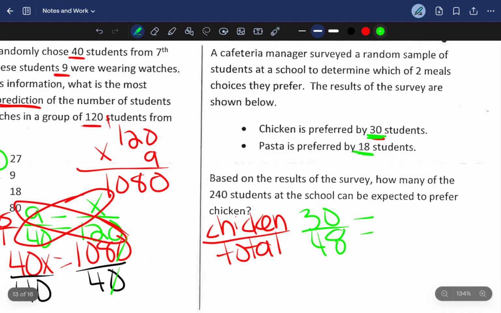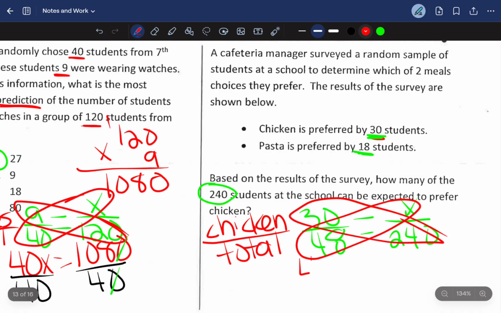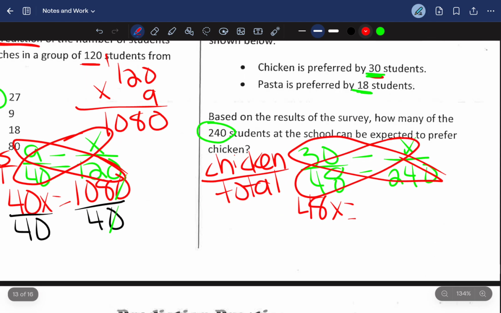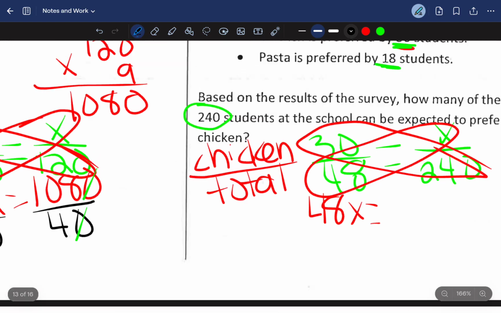Okay, and then on the other side, we're going to put 240 on the bottom because that's the total, and then x. So now we're going to cross multiply and divide. So we get 48x equals, and now I'm going to find some space to multiply. I'm going to zoom in really big.